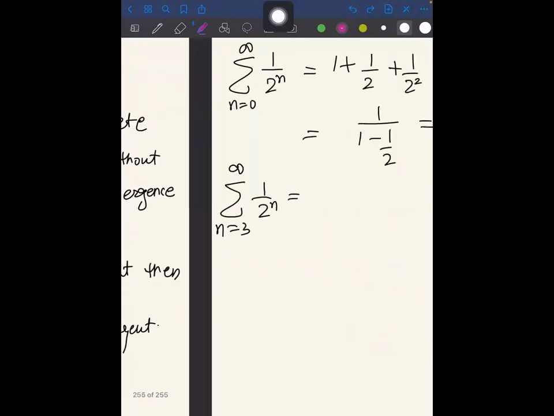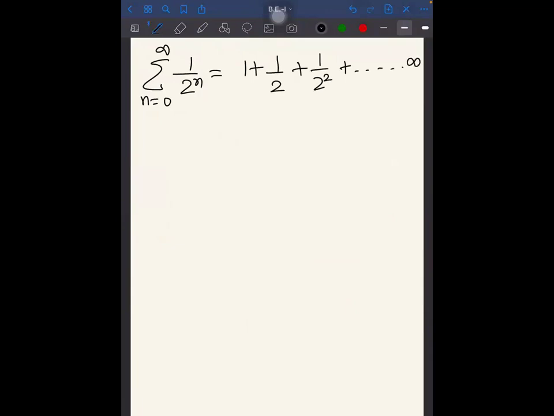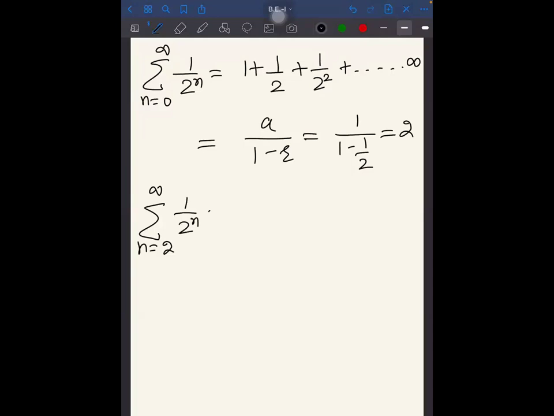So let's take an example in order to understand this. Let me clear this page and rewrite the example. If you take this series, you know that it can be expanded in this way. Can anybody tell me the sum? Sir, 2. 2 will be the sum, a upon 1 minus r, so it is 1 upon 1 minus half, which is 2. But if you start from, let's say, 2, so 2 to infinity, what do you think will happen?